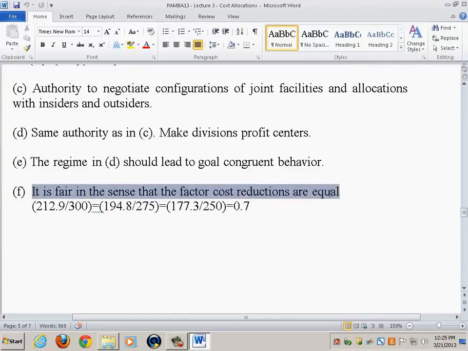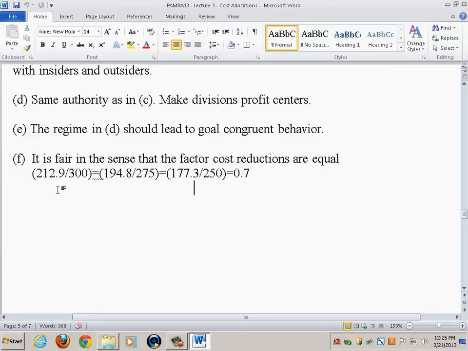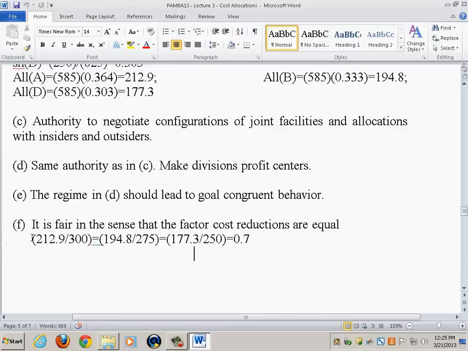In F, you're asked to what extent is it a fair allocation? And the way you can defend it is by taking the allocation to A, for example, 212.9. So that's the allocation we achieved for A. Now you have to ask, how much would A incur if it had its own facility, standalone? 300. So by A agreeing not to go it alone with everybody else going it alone, it reduced the cost allocated to it from 300 to 212.9, or it reduced its cost by 30% to 0.7 of what the cost would have been of going it alone with all the others going it alone.